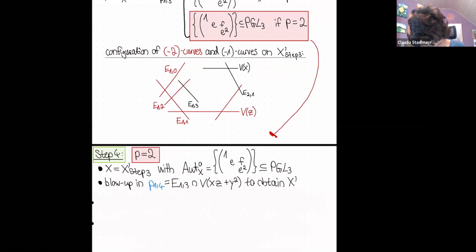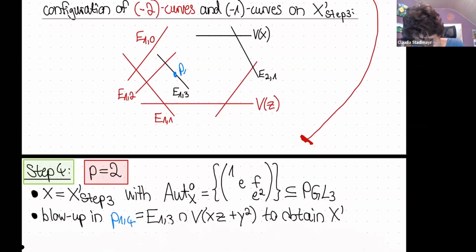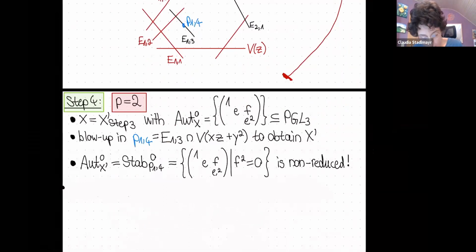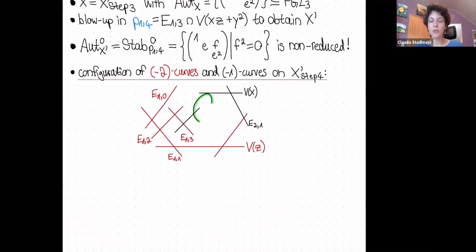We blow up a point P14 on our latest exceptional divisor, which is the intersection with the strict transform of the conic we always used. And it would be somewhere here. Then again, we can compute the connected component of its automorphism scheme, and it is this. And we see that it is non-reduced since we have the condition f squared equal to 0. I didn't prove that to you, but after having showed you the picture of the configurations, I will give you an intuitive explanation why non-reducedness phenomena occur here. And the configuration of -2 and -1 curves looks like this.